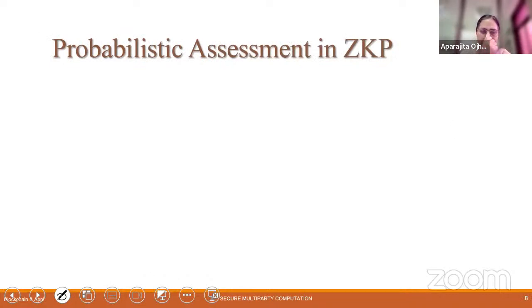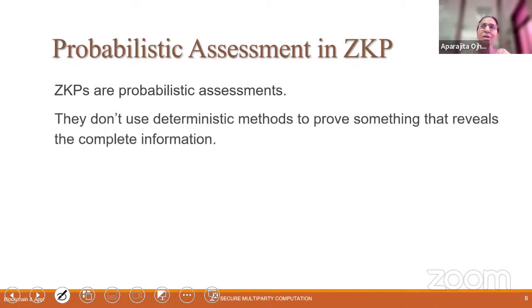As I told you, probabilistic assessment is done in zero knowledge proof. So zero knowledge proofs are probabilistic assessments, like the prover will keep on proving n number of times that I have got this knowledge, and therefore I am able to produce the output.